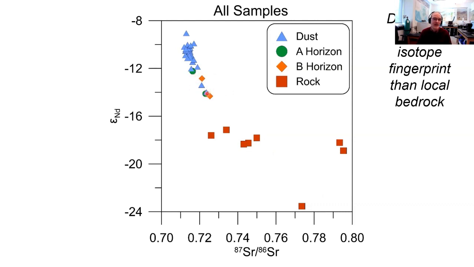So it's a third time now. Essentially, I've shown you three different lines of evidence supporting the conclusion that these soils are arrayed along a spectrum between a pure dust end member and a pure rock end member. They're a mixture, but they happen to be dominated more by dust than by rock.